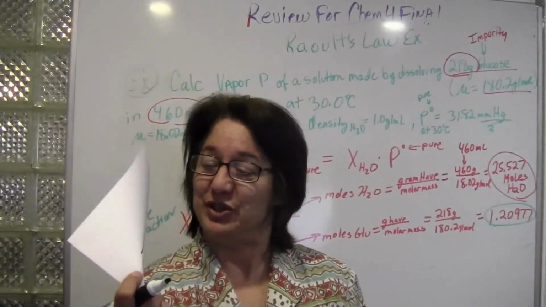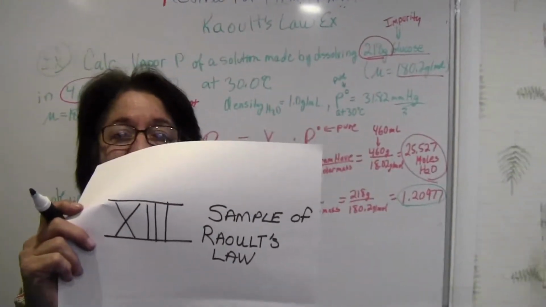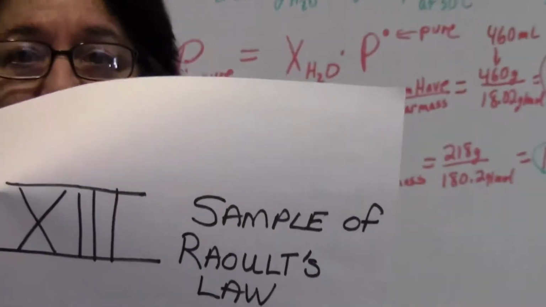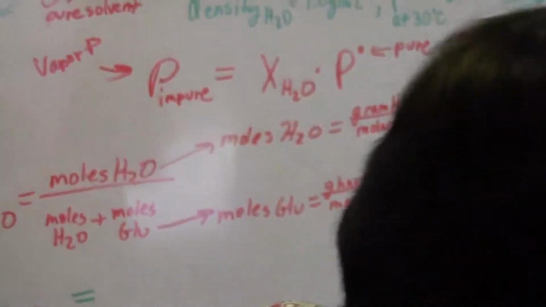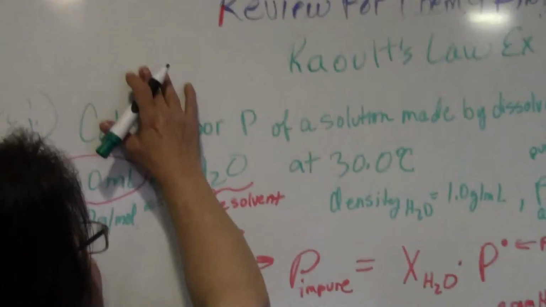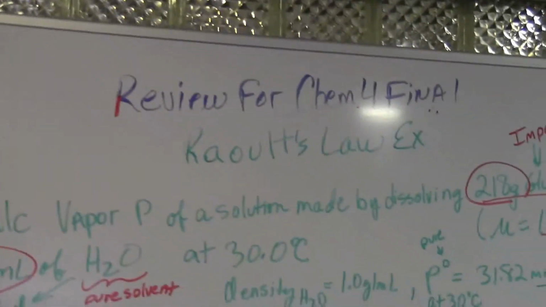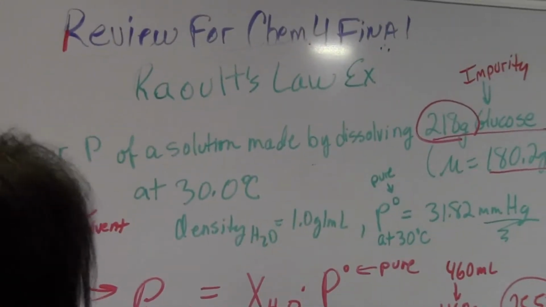We're up to section 13, where we're going to do an example of Raoult's law. Remember, there are two gas in solution type laws. There's Henry's law that we went through. We're doing Raoult's law. So let's do an example.